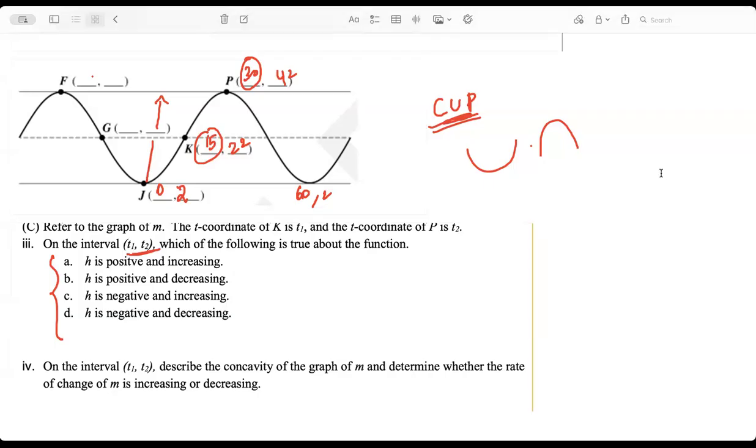Okay, why do you say it's decreasing, Krishav? The rate of change. Because I just know if it's concave down, the rate of change is decreasing. Okay, Advik, why did you say increasing? From K to P, the rate of change is increasing on the interval.